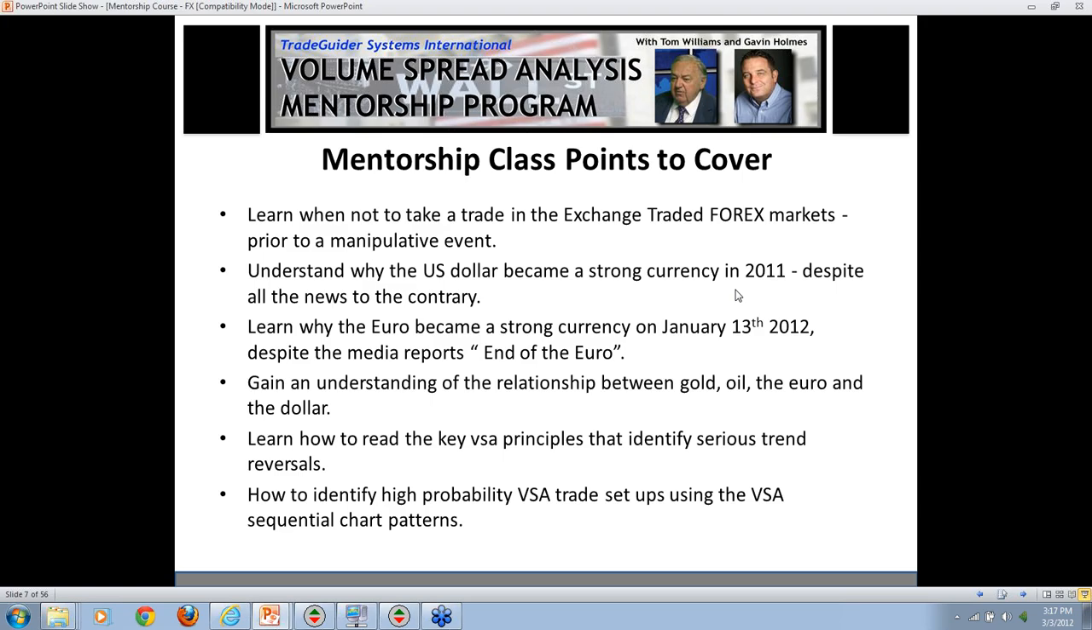It's not beneficial. Whereas in the currency futures market, you're trading through an exchange traded contract. So we're going to learn the reason the euro became a strong currency on January the 13th, 2012, despite the media reports of the end of the euro.